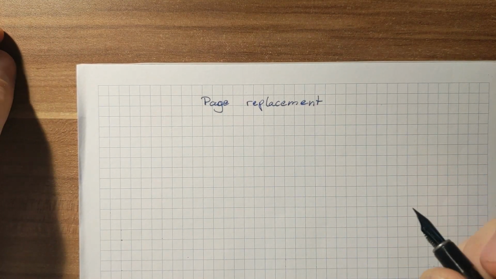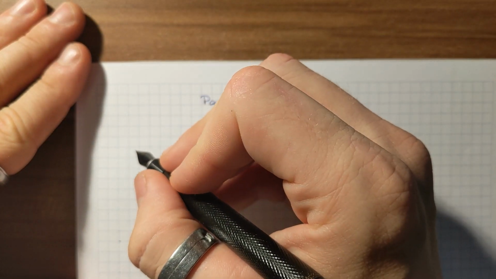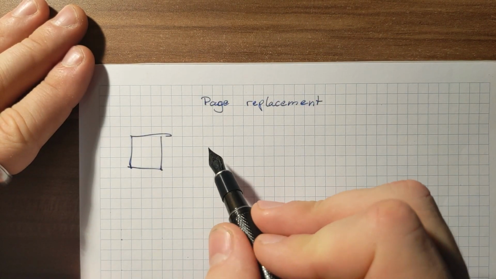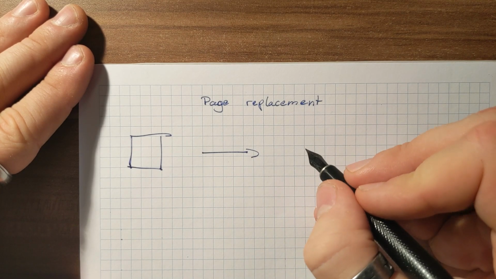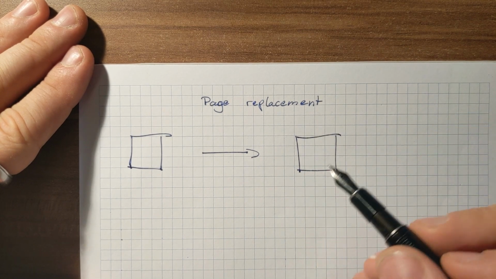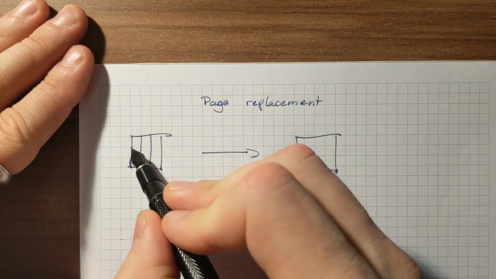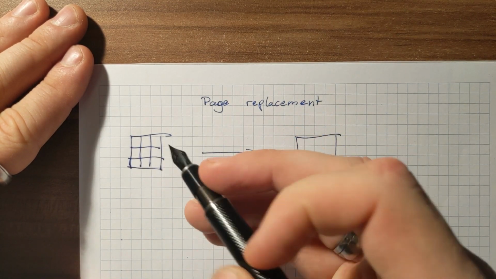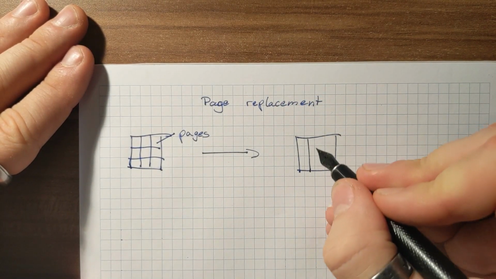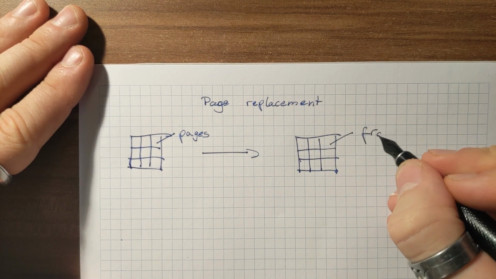All right, page replacement. So what is page replacement for? When you are starting a process, you somehow have to save this process in the memory of your computer. But to do that efficiently, the process is divided into multiple smaller parts, which are the pages, and the memory is also divided into smaller parts, which are the frames.